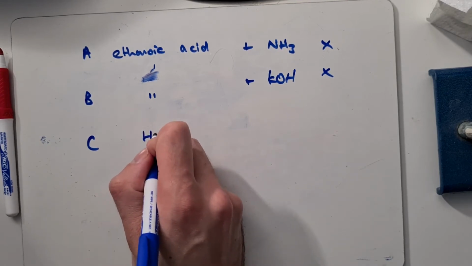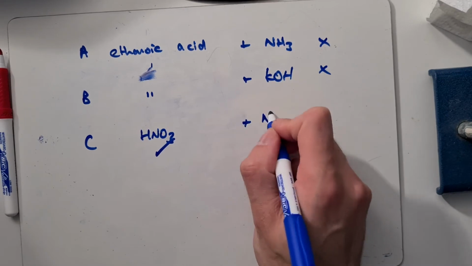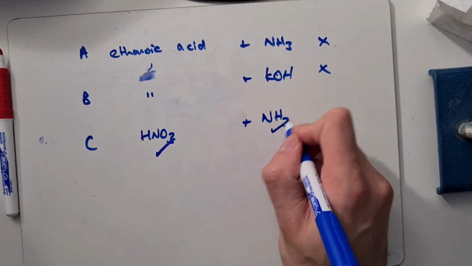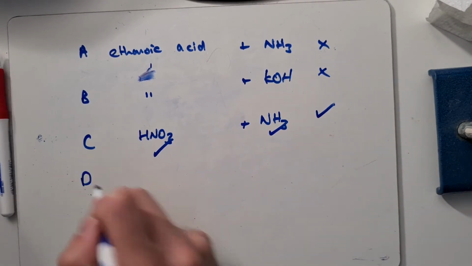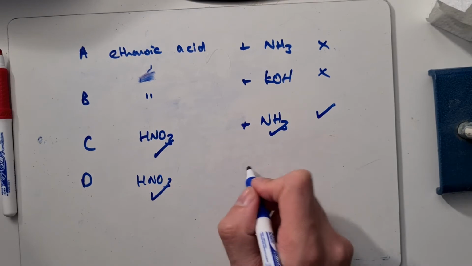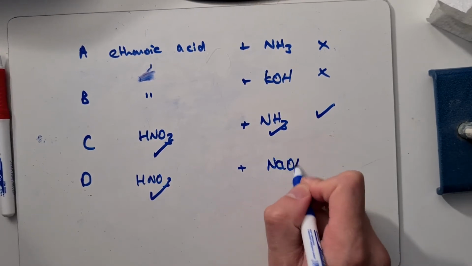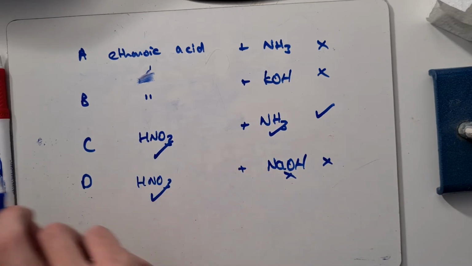C, nitric acid, strong acid, and NH3, we said earlier, that is a weak base. So that one fits. Just check D to make sure. Nitric acid, strong acid. NaOH, though, is a strong base, so it can't be that one. So it must be C there.